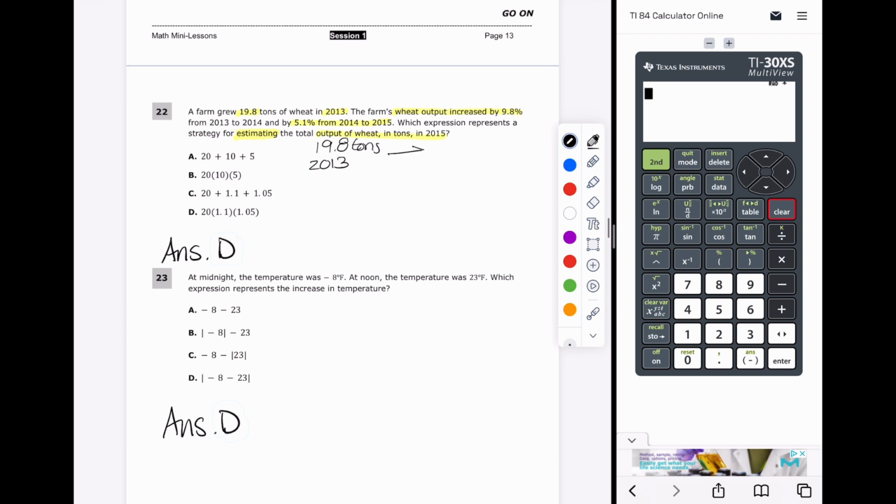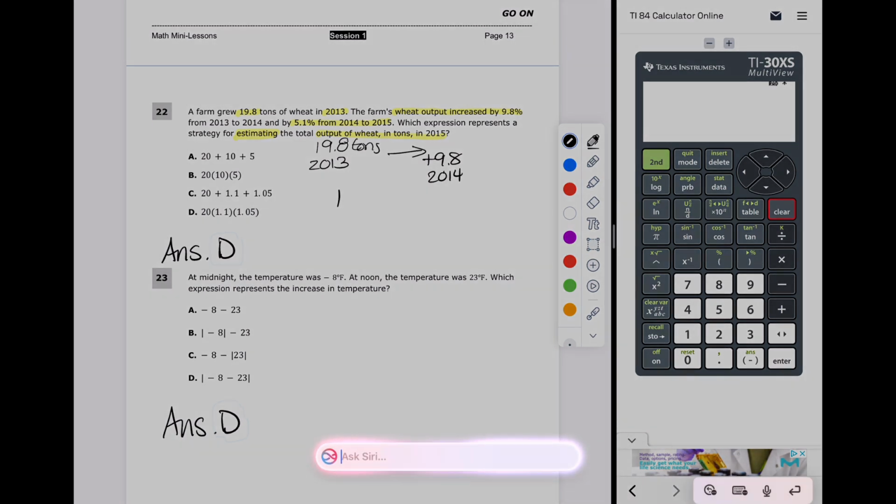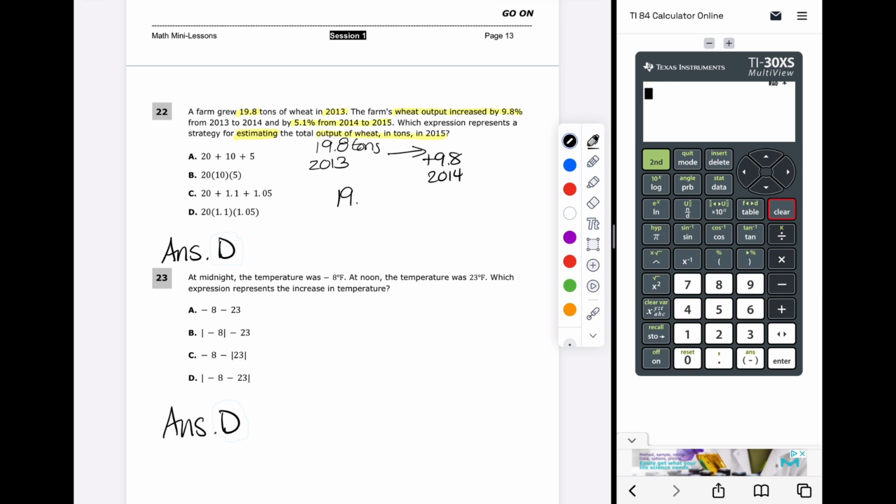And then it increased 9.8%. So if I were to figure out how much this was in that year, and by 2014, I would do 19.8, and I would multiply it. I want to increase it by 9.8%. So I'm going to change it to a decimal by going whoop, whoop. I'm going to multiply it by 0.098. So that would be the first thing I would do.